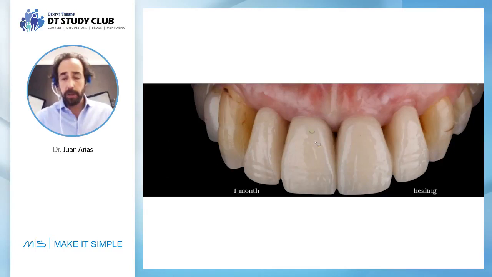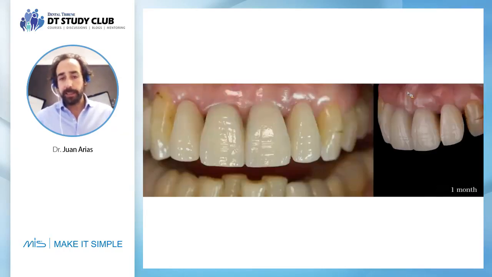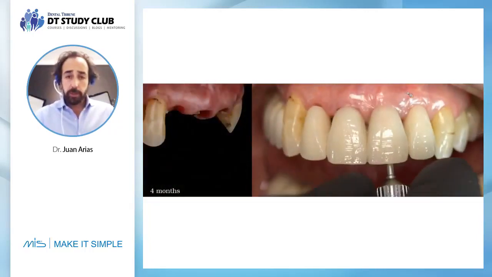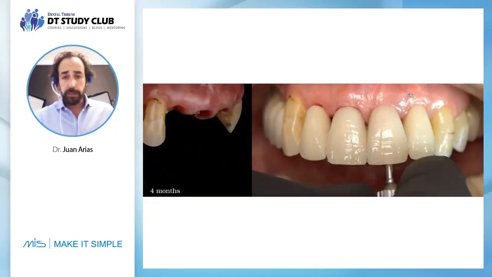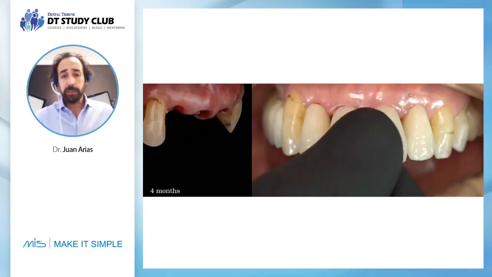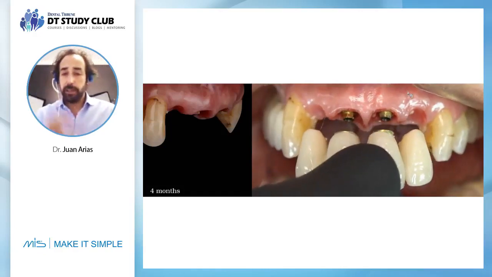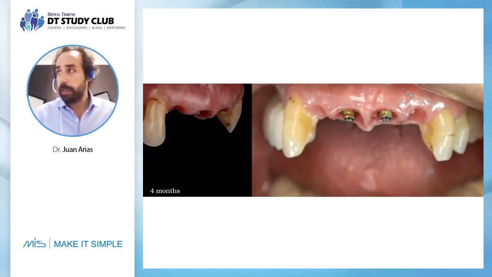One month afterwards, see this line. This line is the line that usually happens when you place a connective tissue graft underneath. Once you start with the pressure of the pontic there, the tissue will go to an upper position and you will see that line. So one month afterwards, we still wait until 4 months, in which we change those provisionals. We change the first provisionals and we see the emergence profile, the gingival festoon that we've got there.